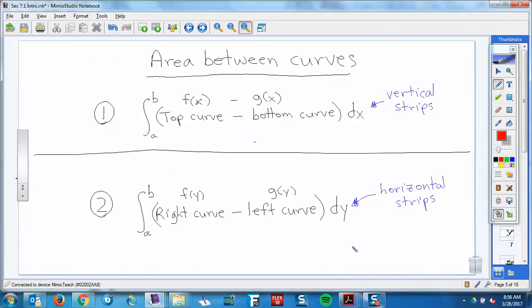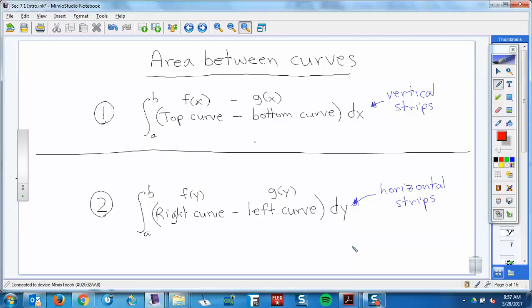So if you want to go back to your notes here, the other thing we could put here is that to find the area between curves, we can do top curve minus bottom curve. That would be vertical strips, and those would be our normal strips. Those would have x's in them.